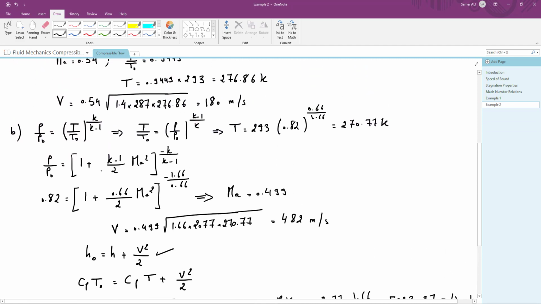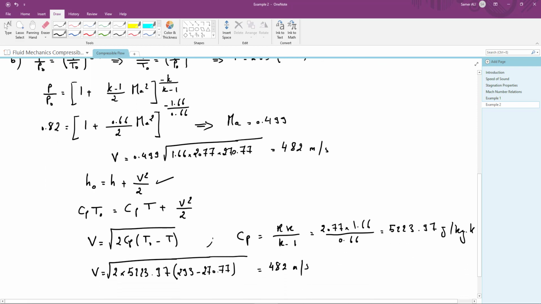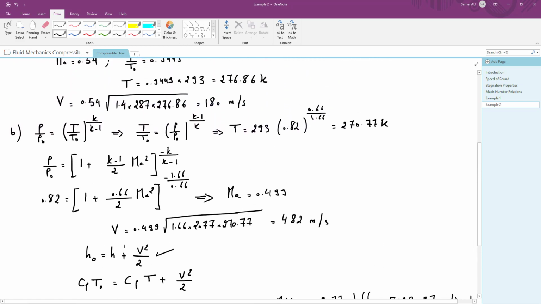So in this part, you saw two ways of solving for the flow velocity. One is by using the Mach number relationship, and from the Mach number you can find the velocity. And the second way, you can use the stagnation enthalpy and solve directly for the velocity. And in both cases, you need first to find, of course, the temperature by using the isentropic relationship between the temperature ratio and the pressure ratio.